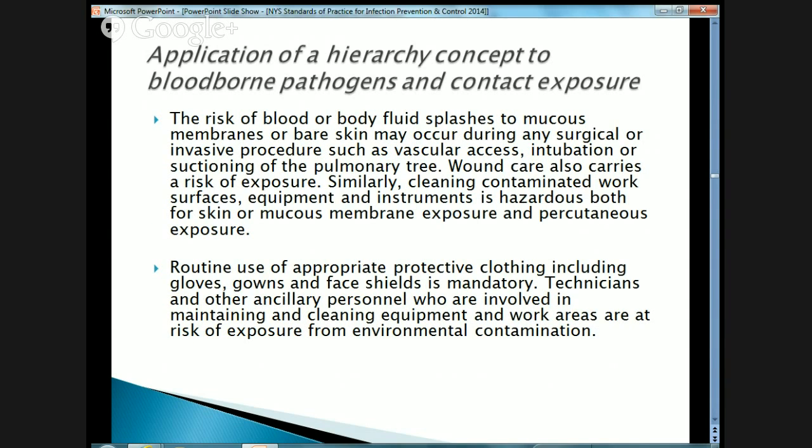Also, there's always a risk when blood or fluid splashes. So that's why we look at having goggles for people in those occurrences. Routine use of protective clothing, including gloves, gowns, and masks, is mandatory. Technicians and other ancillary staff are involved in maintaining clean work areas, at risk of exposure from environmental contamination.